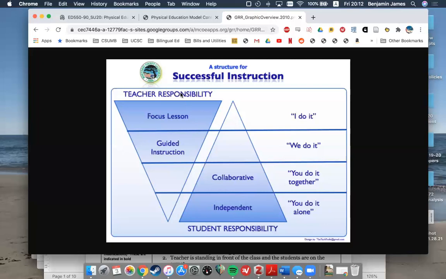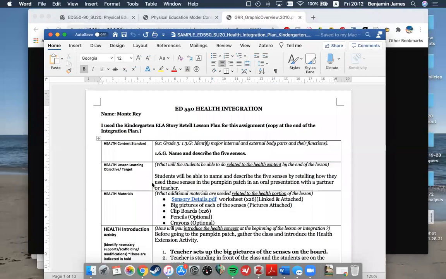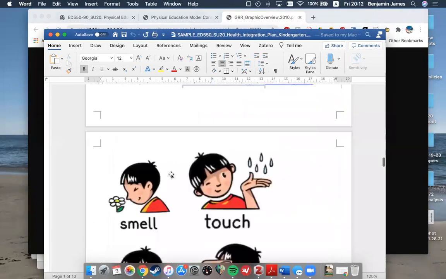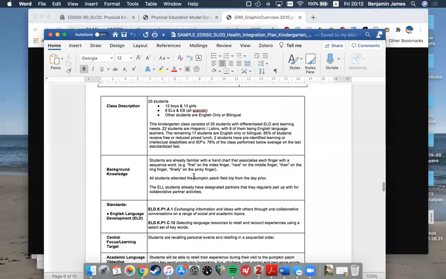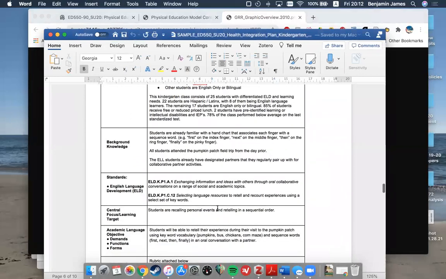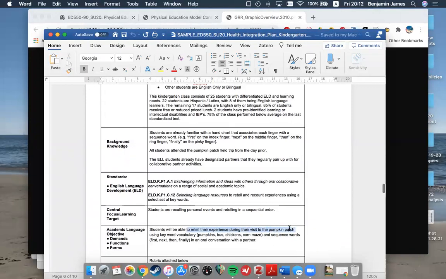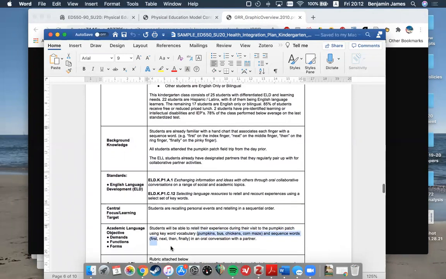Okay, so let's look at some examples which I think will help clear this up a little bit. We'll start with the kindergarten plan. This is a kindergarten plan that used the pumpkin patch ELA lesson. And I'll scroll down to the pumpkin patch lesson a little bit. But essentially, students go on a field trip to the pumpkin patch, and then this lesson is them coming back and recalling personal events. So the learning objective for this was they'll be able to retell their experiences during the visit to the pumpkin patch using keywords.